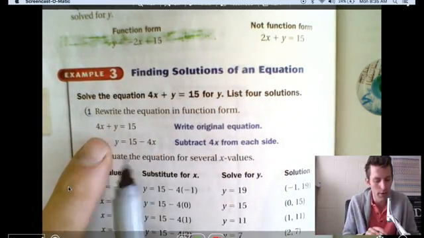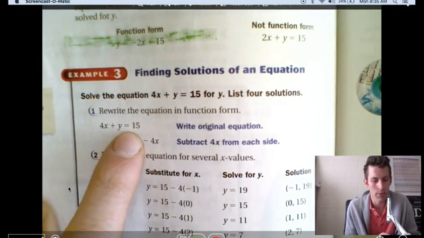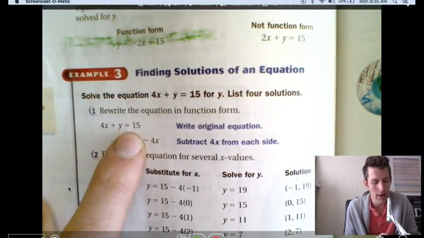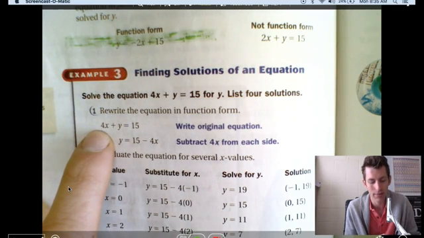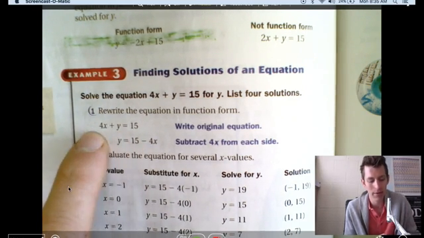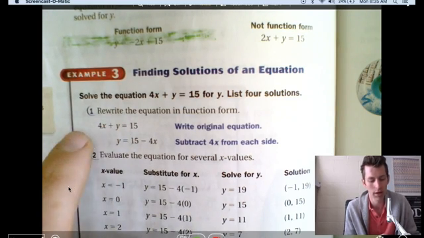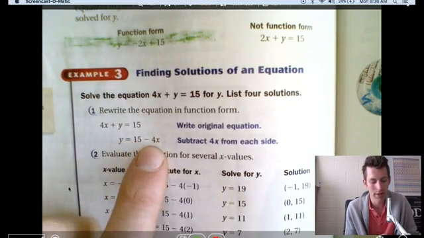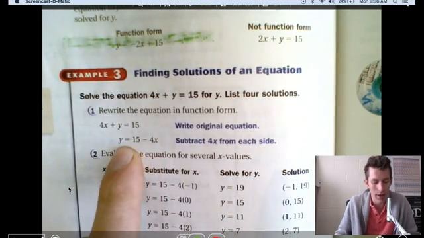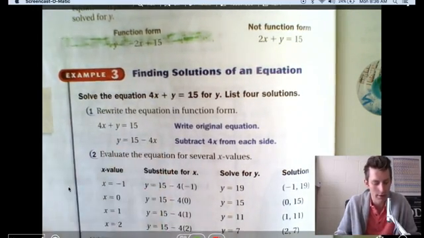So number one, put it in function form. You started with this. How to get y by itself? Subtract 4x from both sides. Don't divide, because this isn't 4x times y. There's just a 4x sitting over here. Let's subtract it from both sides. So, there they got it. y equals 15 minus 4x.